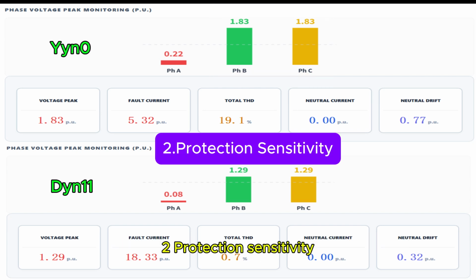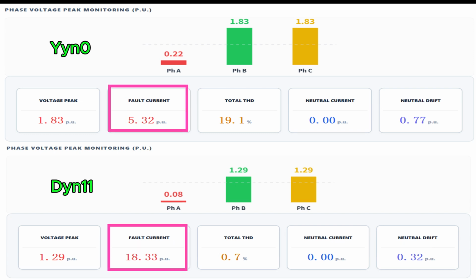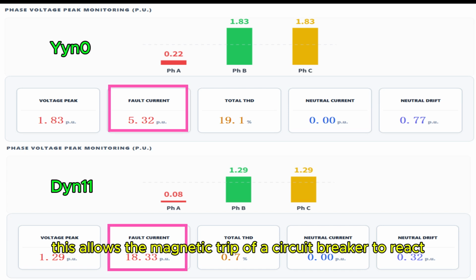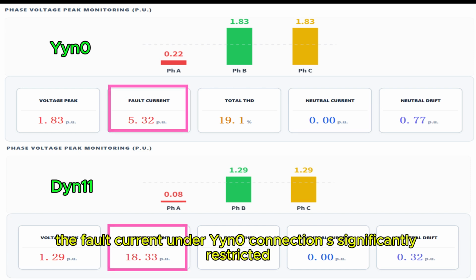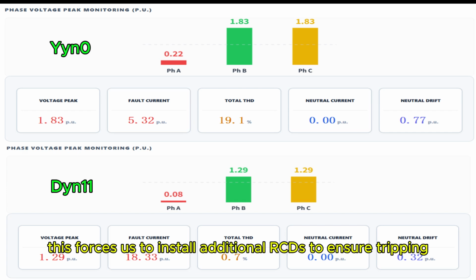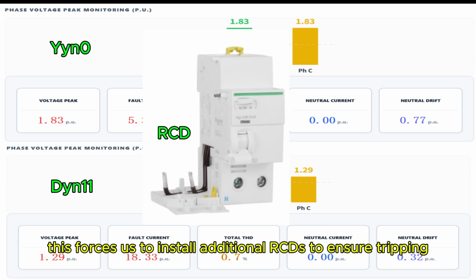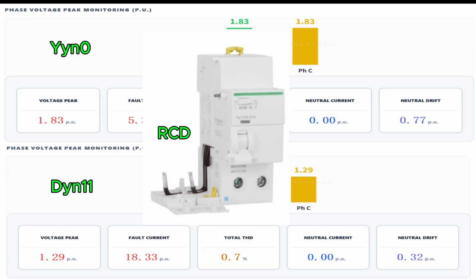2. Protection sensitivity. The low Z0 of Dyn11 results in a much higher fault current. This allows the magnetic trip of a circuit breaker to react instantaneously. On the other hand, the fault current under Yyn0 connection is significantly restricted in long-distance cable supply circuits. This forces us to install additional RCDs to ensure tripping sensitivity, which ultimately increases both complexity and overall costs.